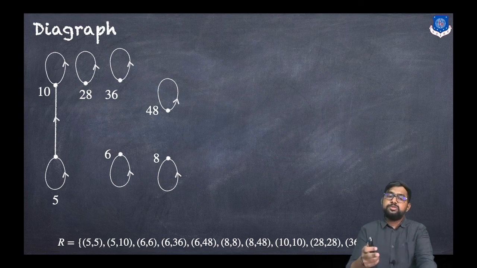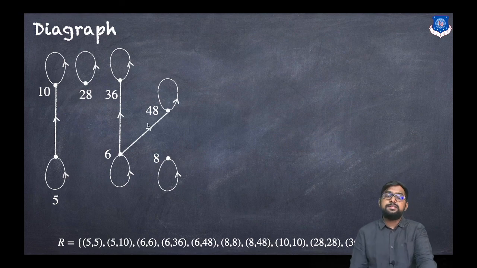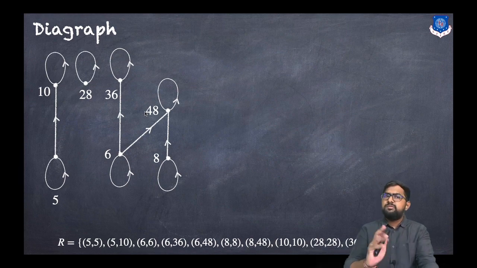Then just go to 6. Now 6 divides which number? That is 6 divides 36 and 6 divides 48. So this edge will be there. Now then 8. Now 8 divides which number? That 8 divides 48. So this edge will be there. And then the rest, 10, 28, 36, 48, they do not divide any number except themselves. Okay. So this will be the diagram.